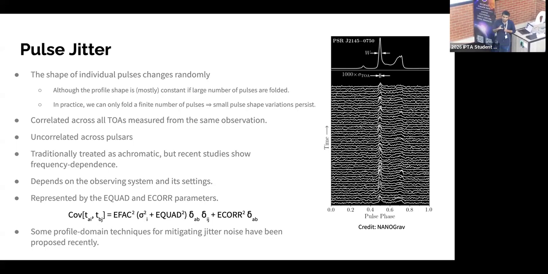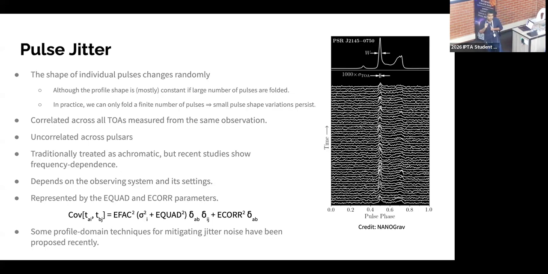But in practice, in any observation we can only take a finite number of pulses. Since each pulse has some random variation, when we integrate our observation over some N, however large that may be, we will still have some residual randomness in the shape of our pulse, and that is known as pulse jitter.